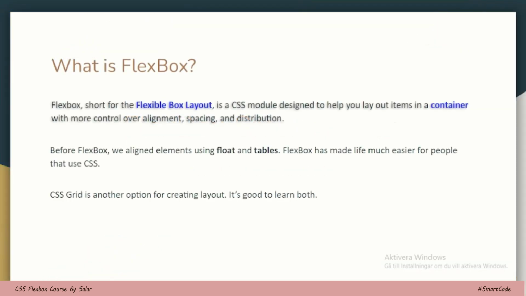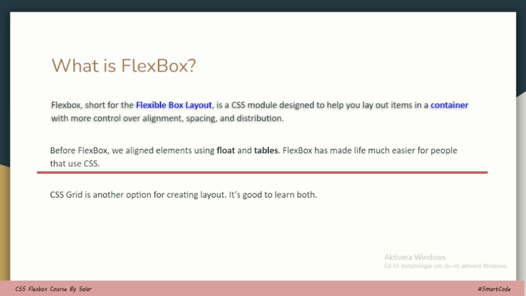The first thing first, we need to get some background and to learn some terminologies. What is Flexbox? Flexbox means flexible box layout. It's a CSS technique that helps you to lay out items in a container and gives you more control over alignment, spacing, and distribution of the items. Right? So using Flexbox, we can easily control alignment, spacing, and distribution of HTML elements. So to create a layout, we actually need these three things: better alignment, spacing, and distribution. CSS Flexbox provides all of them.